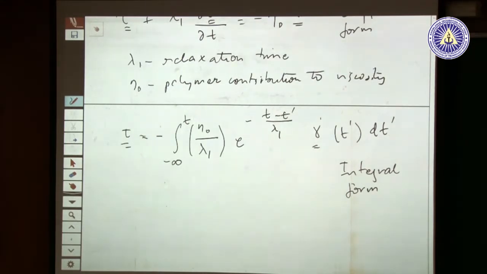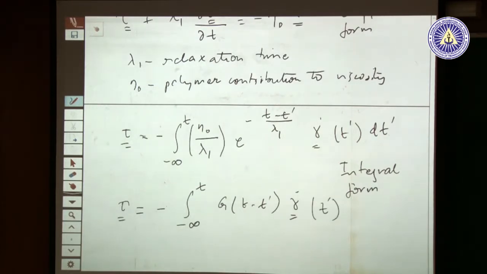More generally, rather than use this form, people write integral equations that are like this, where g of t minus t prime is called a relaxation modulus.